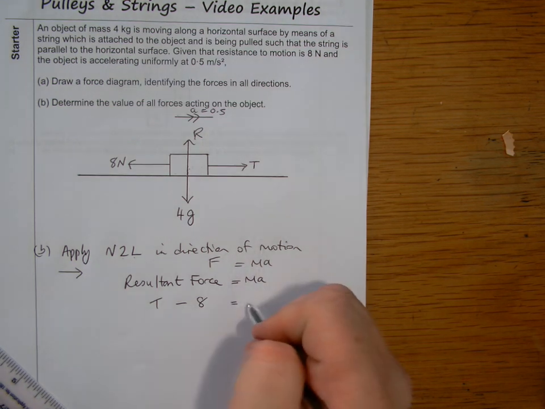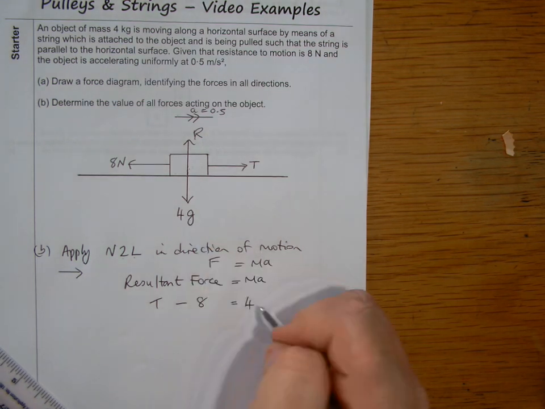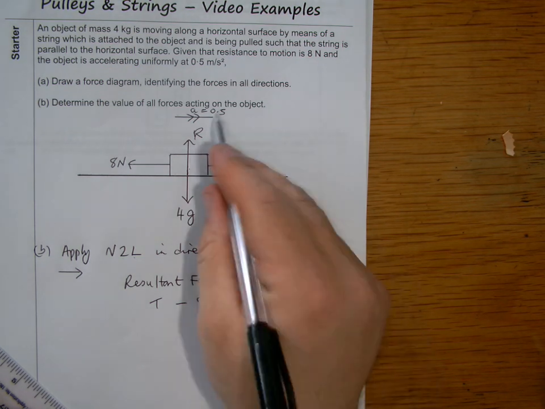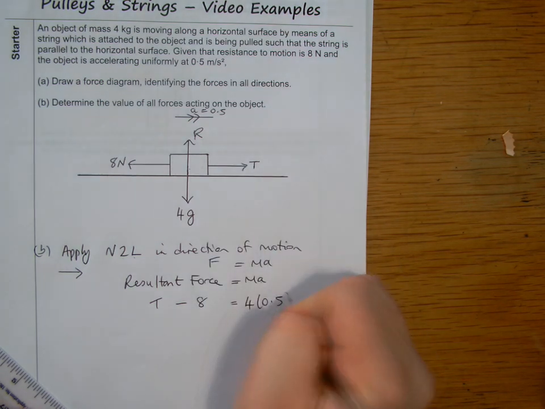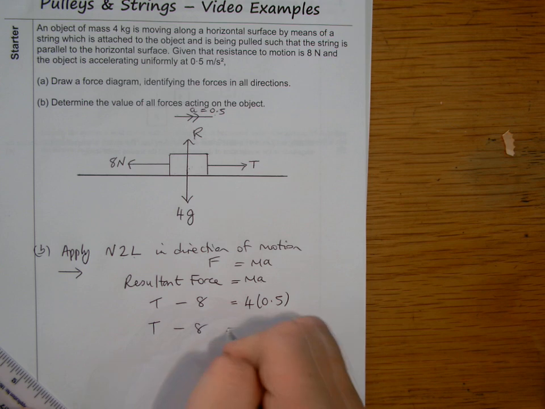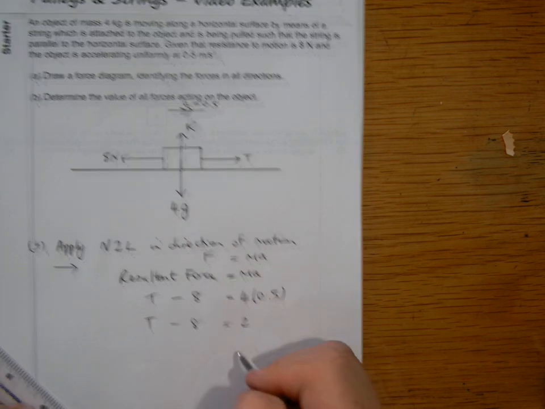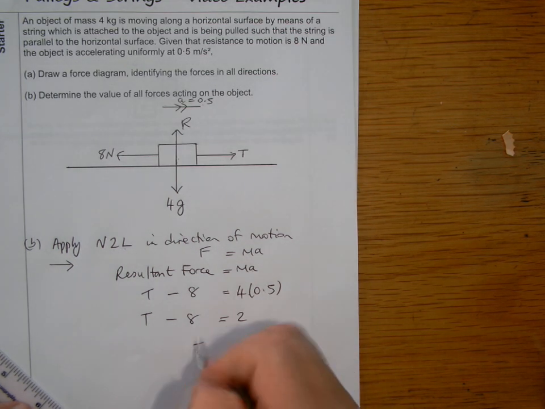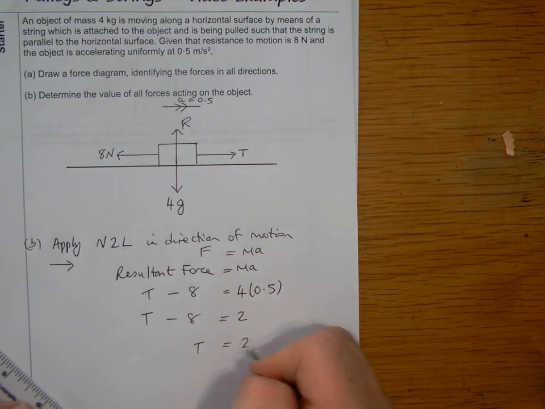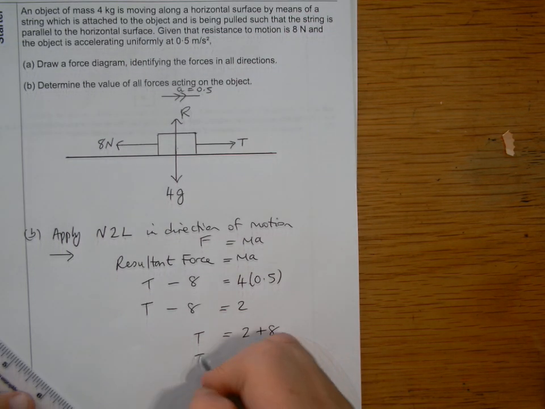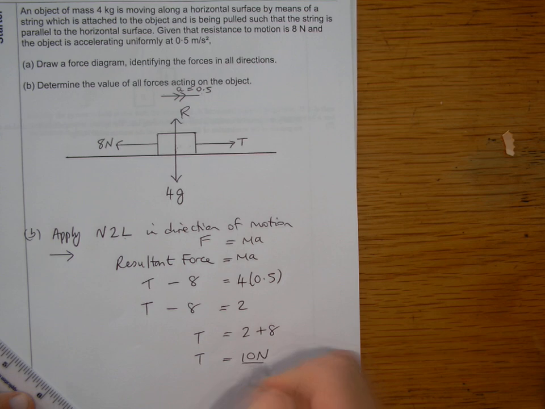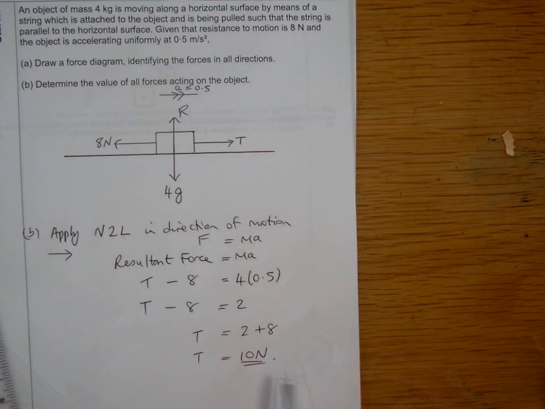That will equal the mass, which is 4 kilograms, times the acceleration, and the acceleration we're told is 0.5. So we've got T take away 8 equals 4 times 0.5, which is 2. And then if we take the 8 to the other side, we get T is equal to 10 newtons. So that's the force for T.